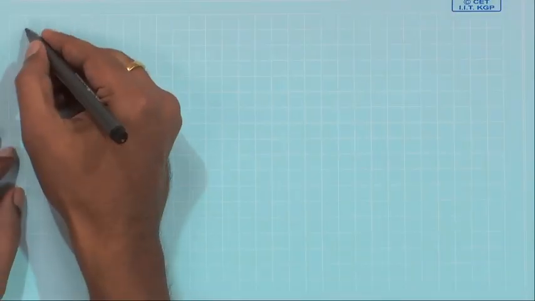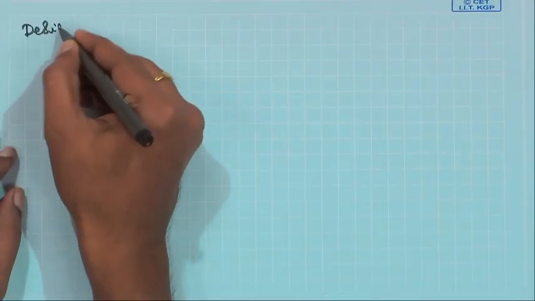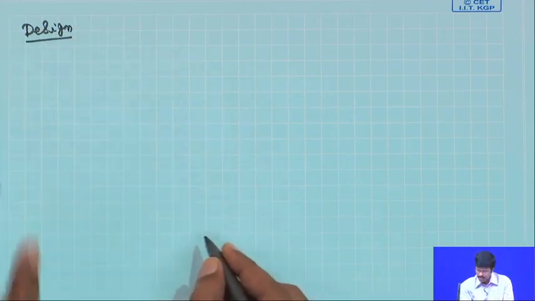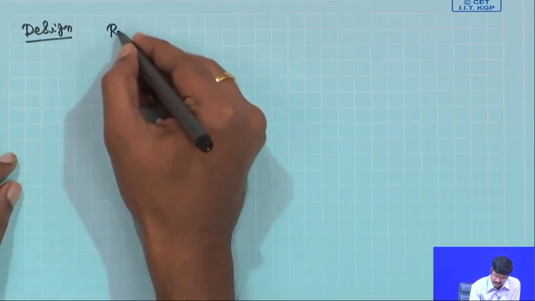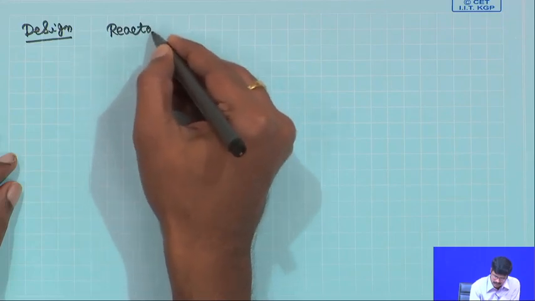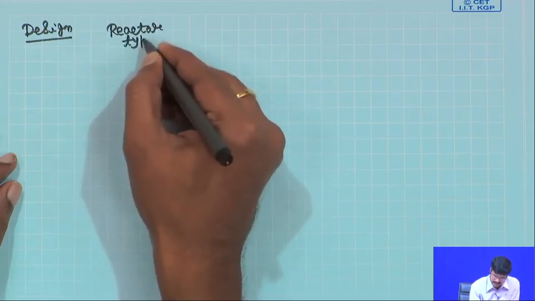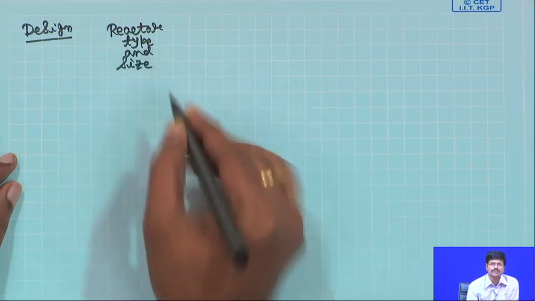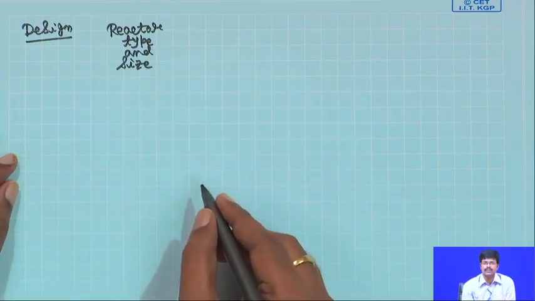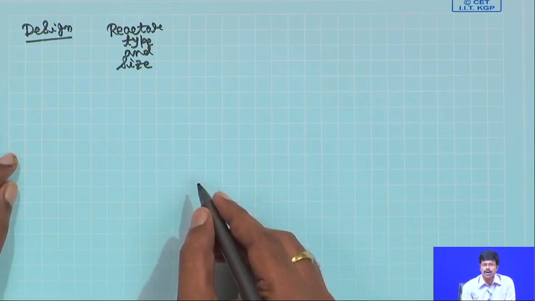Okay. So, when you are talking about design of chemical reactors, you are really talking about something like this. Let me draw something like this: reactor type and size. What kind of reactor are you going to use? Are you going to use CSTR, continuous stirred tank reactor, or PFR, plug flow reactor, or are you going to use a batch reactor? That you have to decide.